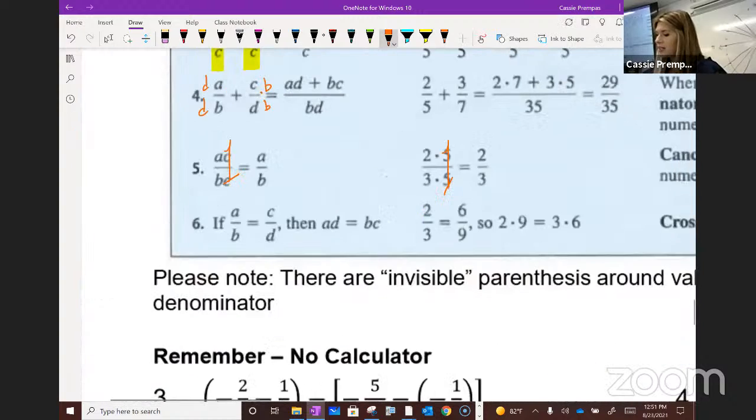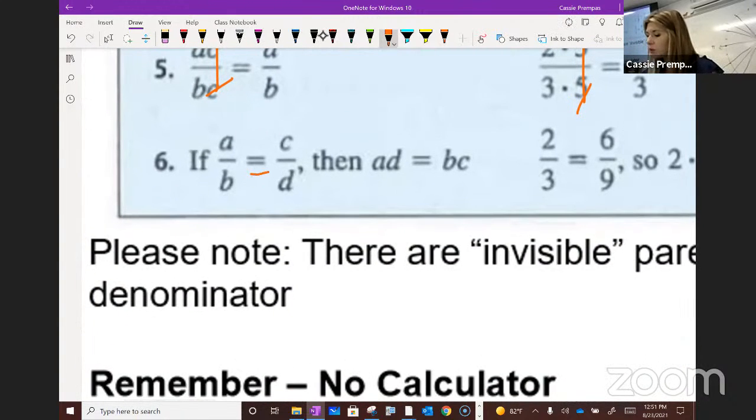Last but not least, if you have an equal sign between two fractions, really equivalent fractions, you can use what's called the cross product property, where you have A times D equals B times C, but you can only do that if there's an equal sign. If that's not there, don't do any weird multiplying.